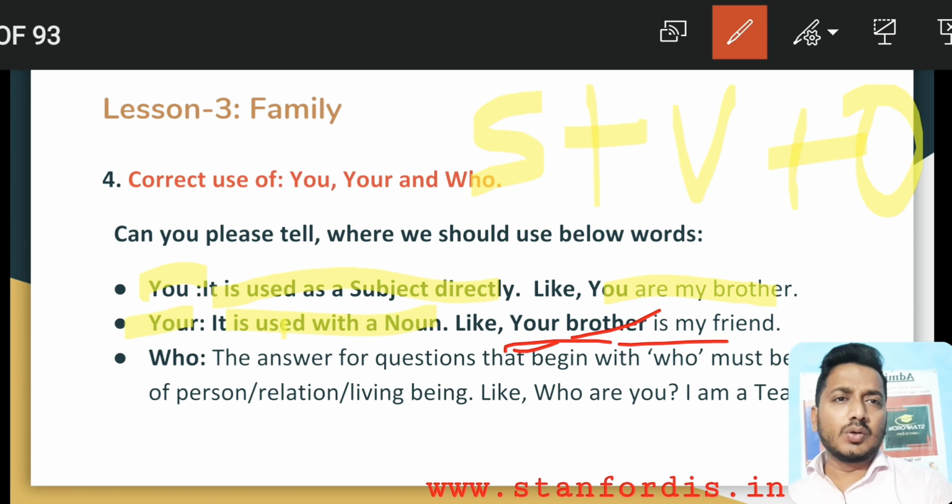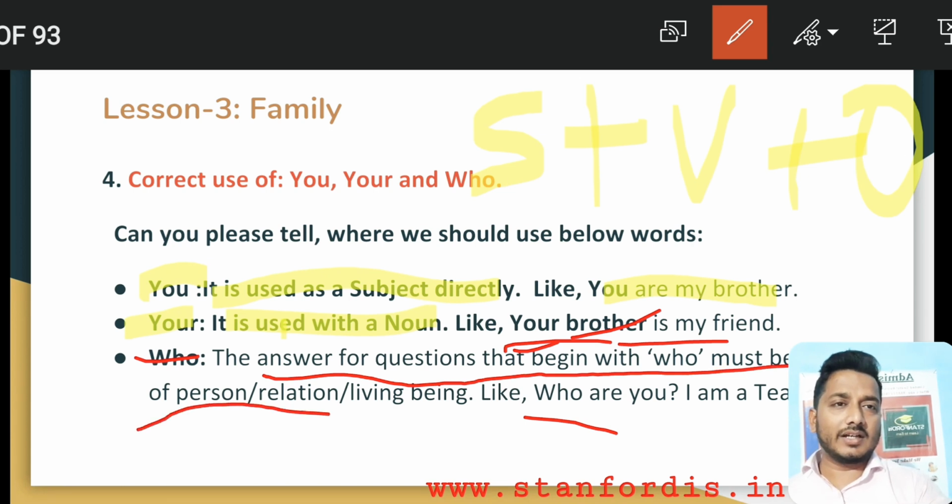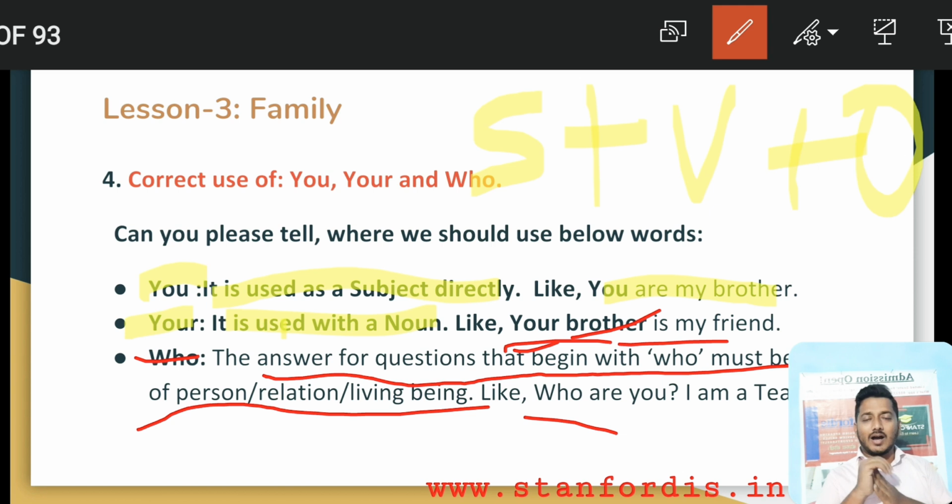Now the third thing, very fantastic, who. We use who to make a question. Whenever any person is asking about you, the answer to a question that begins with who must be about a personality, a being. So whenever anyone is asking who are you, it means he is asking about yourself. Who are you? I am a teacher. So understand what is going to happen. If in any question there is the word who, it means that person wants to know about the person, about the relation, about that living organism. You can say in biological terms that who shows a living thing. Did you understand that?